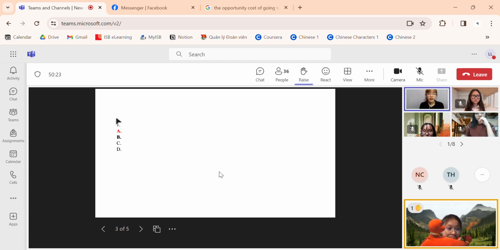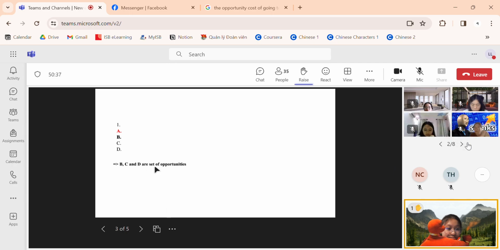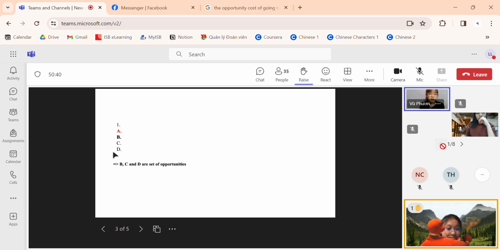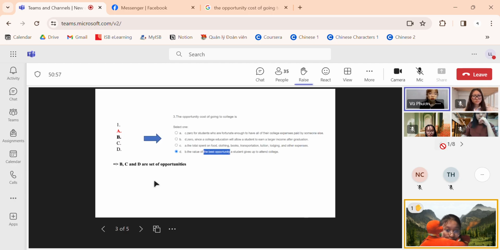No, impossible. We can only choose one of the given options because our resources are limited, or like the requirement for the question is just one answer to be correct. So here B and C and D are considered to be the set of opportunities, because that will be our alternative. If we don't choose A, we can only choose B or C or D. As you have eliminated C and D, B is considered to be the best one within this set of opportunities. So that's why you have the term here: the value of the best opportunity a student gives up to attend college.